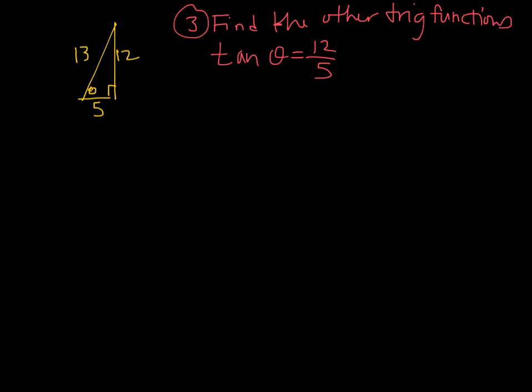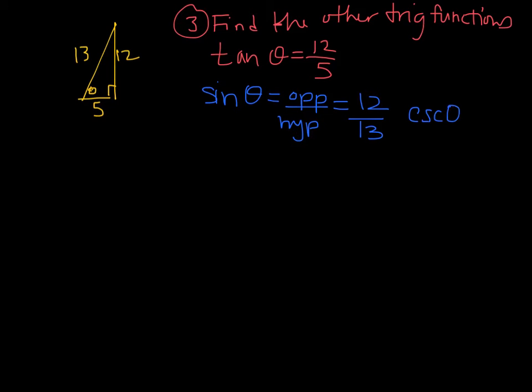So my sine, remember, is going to be the opposite over the hypotenuse. In this case, the opposite is 12. The hypotenuse is 13. And I'm going to also find my cosecant at the same time because I know that to find cosecant, I just need to take the reciprocal of the sine. So cosecant is just going to be 13 over 12.